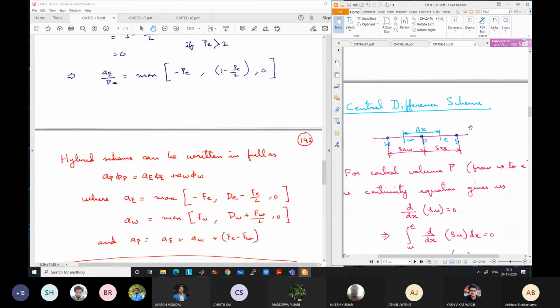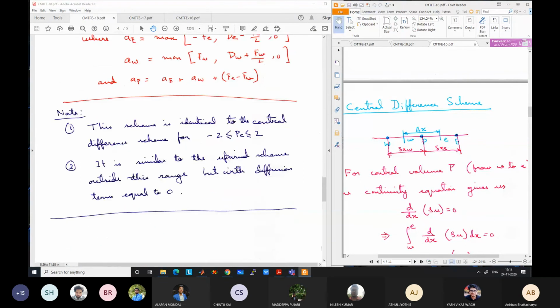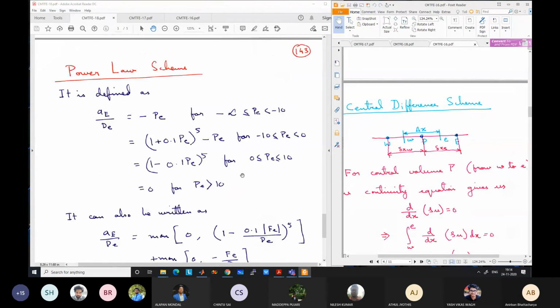The same thing, the opposite, happens if the flow occurs from this side. You will see that AE has a very strong influence. AE is very large, but AW goes to 0. So this is the physical significance. All these schemes you can try to understand the physical significance like this.